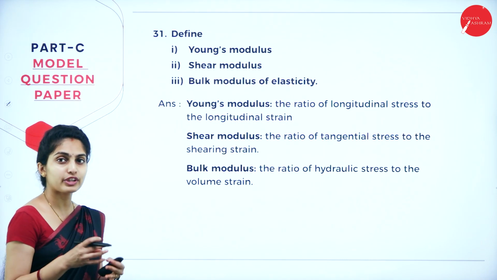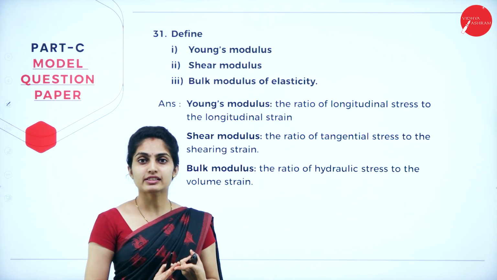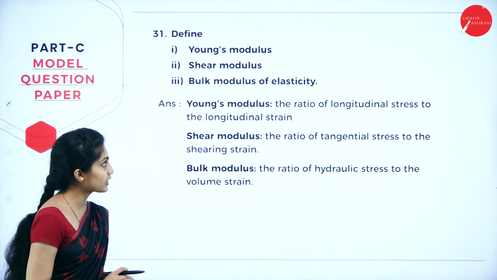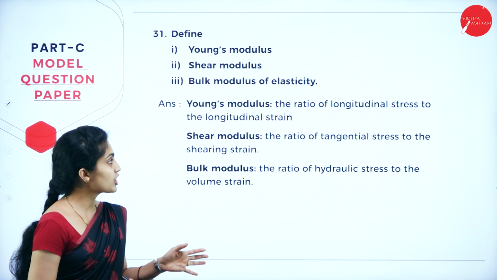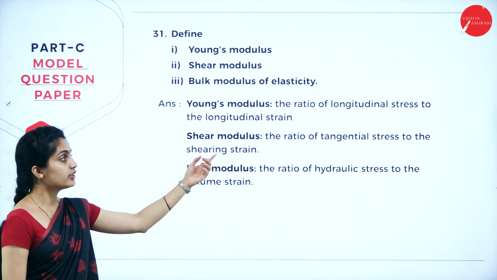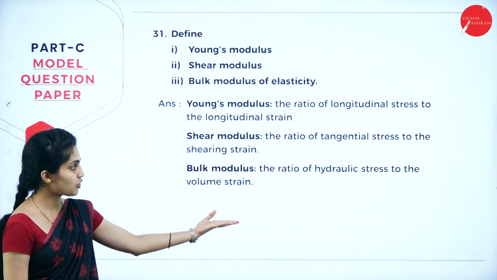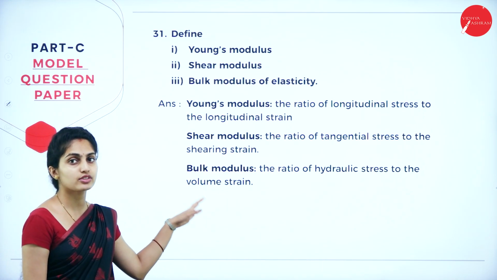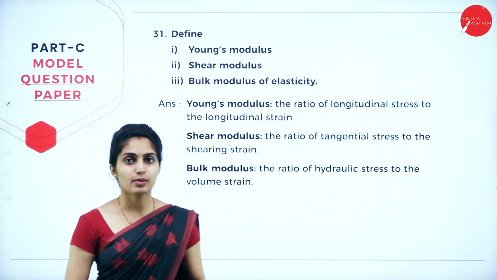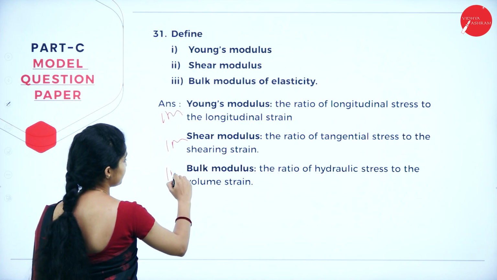Next, let us move to, we have to define 3 definitions for Young's modulus, bulk modulus and shear modulus, and those 3 definitions are given over here. That is the ratio of longitudinal stress to longitudinal strain, the ratio of tangential stress to the shearing strain, and the ratio of hydraulic stress to the volume strain is all about your Young's modulus, shear modulus as well as bulk modulus. So here each consists of 1 mark.